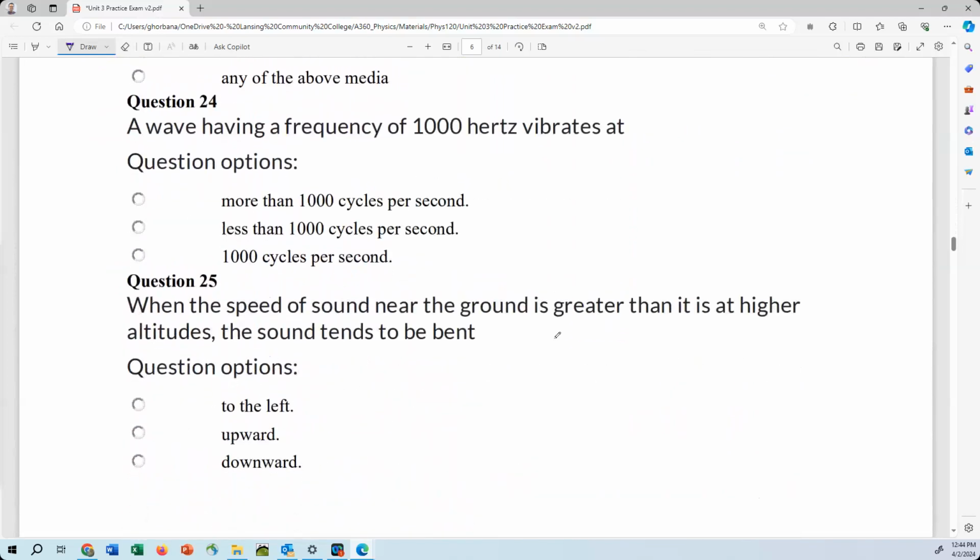So 24. Good. A wave having a frequency of 1000 hertz vibrates, okay, again, 1000 cycles per second. Yes. We just explained this a couple of times. Frequency is the number of vibrations over time. Number 25.